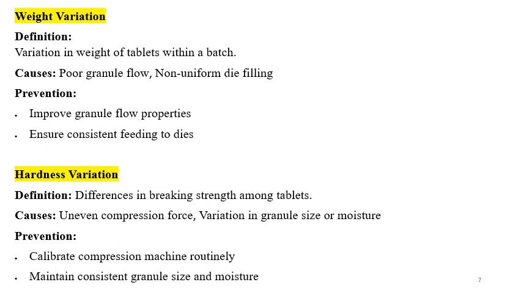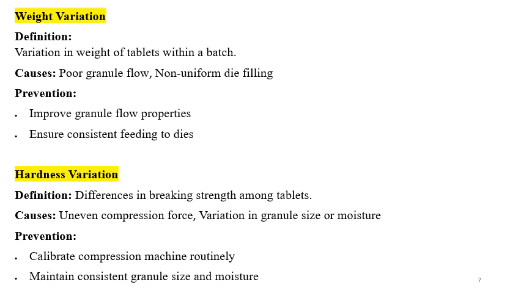Then weight variation, hardness variation. These are the very common types of problems. Weight variation. As we know, the tablet formulation is a unit dose formulation, and to meet the requirement of assay and content uniformity, we need to maintain the tablet weight. There should not be tablet weight variation. By definition, weight variation is the variation in the weight of tablets within a batch.